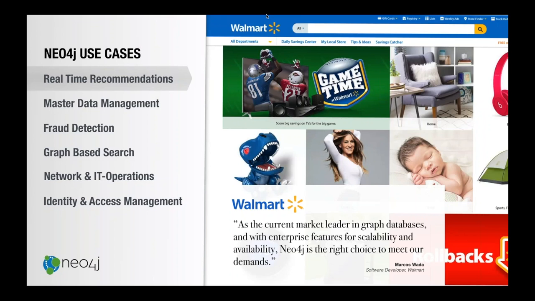This is exactly what Walmart is doing with Neo4j. Walmart is using Neo4j to power one of their websites, and they are doing this because they can provide much better recommendations.